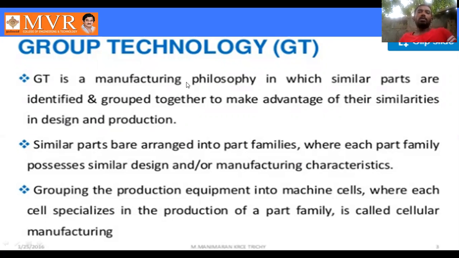Group technology is one of the manufacturing philosophies in which similar parts are identified. Similar means common, based on size and similar features. The similar parts are identified and grouped together to take advantage of their similarities in design and production. This we call group technology.